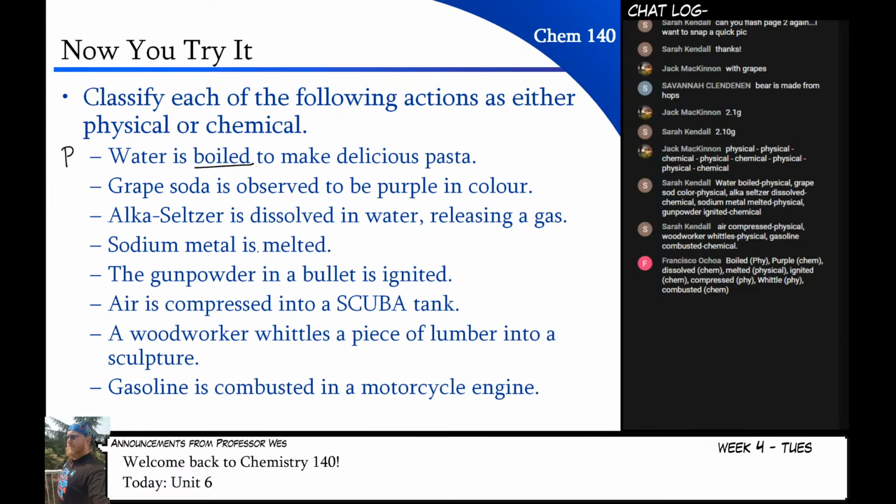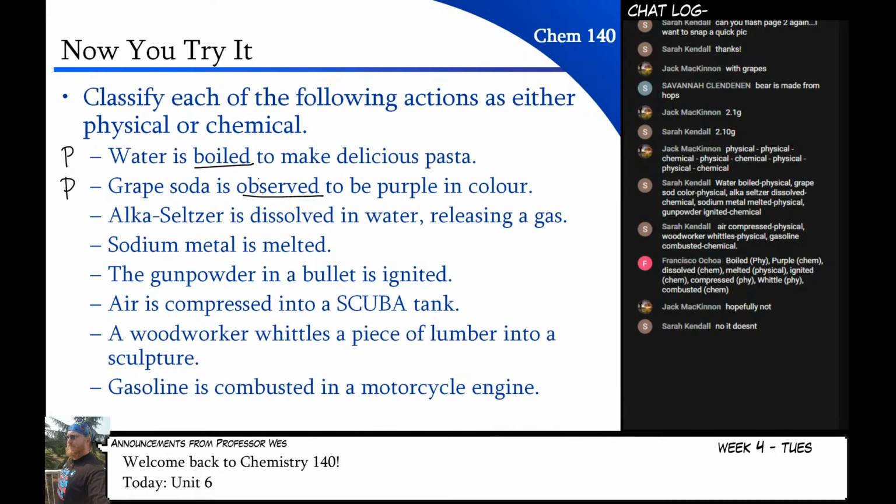For this second one, I am observing something to be purple. What that means is I look at it and I note that it's purple. If I look at something, does that change the something in any way? It shouldn't, right? So therefore, this is also a physical action. Hopefully not. If it does, you should get your eyes checked to see if you were emitting X-rays or something like that.